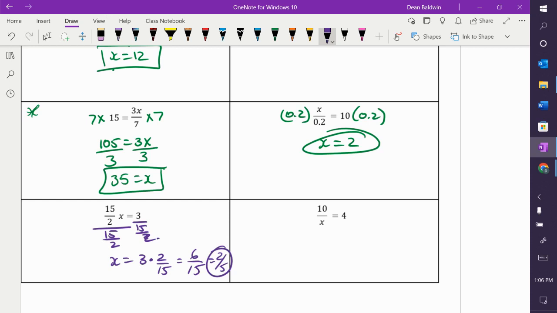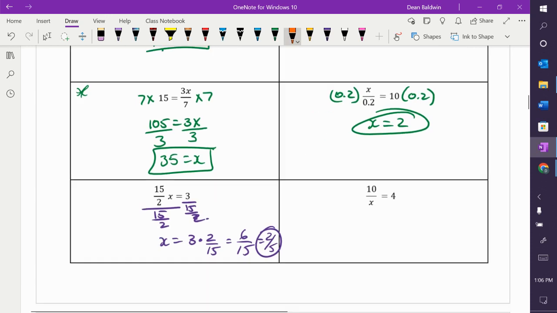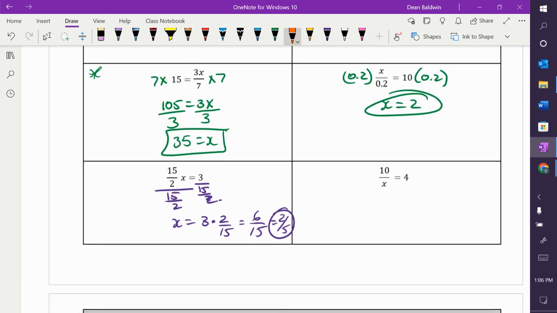The way I would recommend is this. 15 over 2 times x is the same as 15x over 2 is equal to 3. This variable, if it's floating in the middle, is like x over 1. And how do you multiply fractions? Top times top, right? So the x can just sit with the numerator. So then it's 15x over 2.